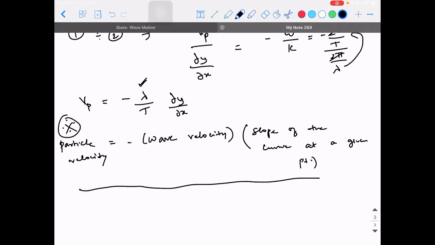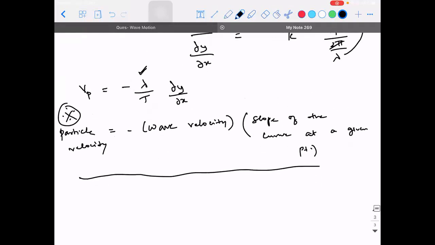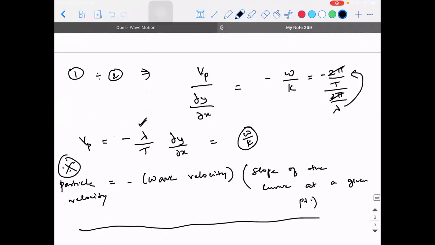Sir, in questions, if they ask for the velocity of the wave, then do we write the wave velocity or the particle velocity? Wave velocity, whatever they ask, you have to write that velocity. See, wave velocity is actually lambda by T. Lambda by T is nothing but omega by k. If I do a reverse analysis, this omega by k has given me that lambda by T.